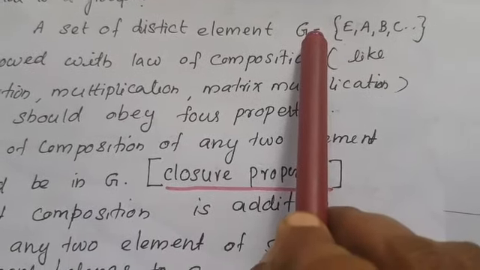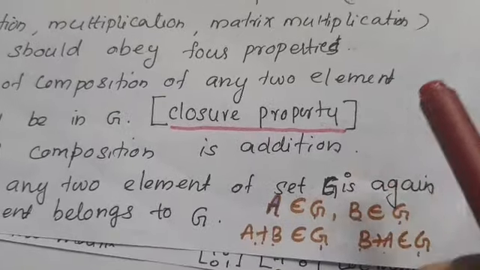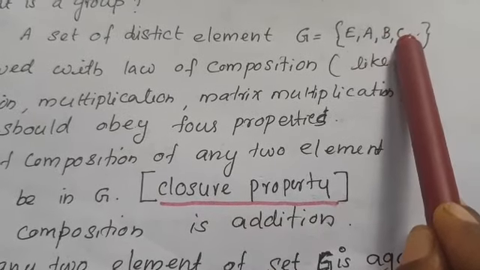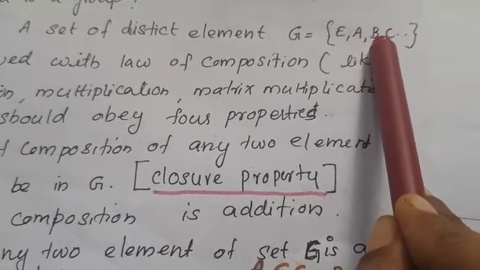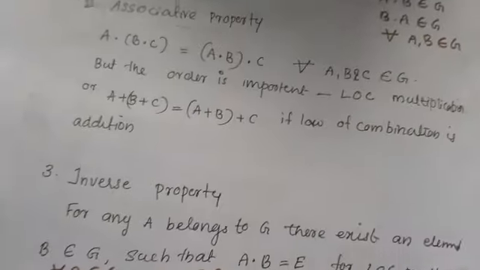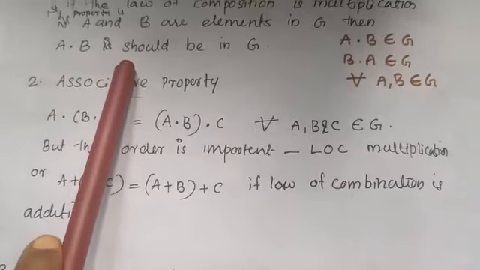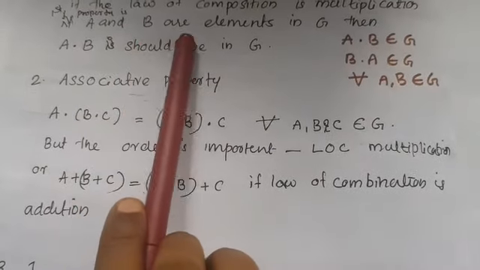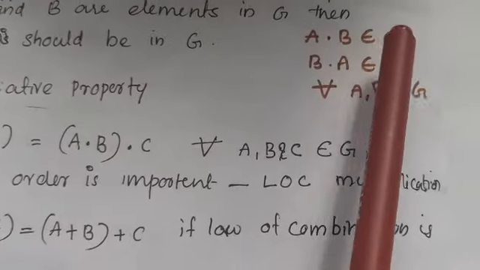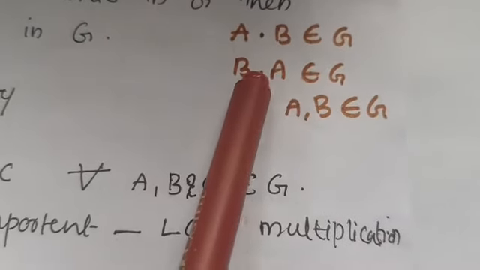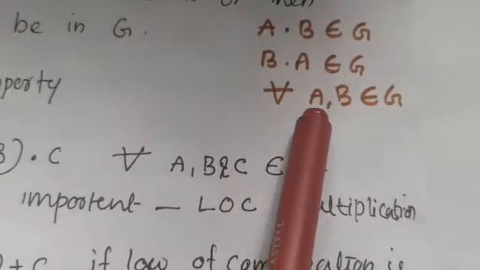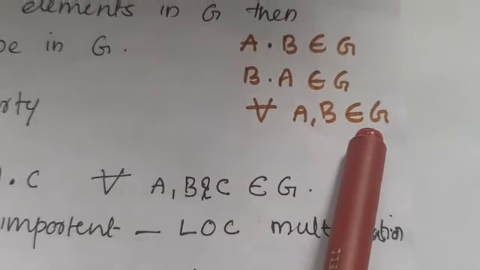Okay, that is the first property. If the law of composition is multiplication, and A and B are two members, then A into B should be a member of G. That is, if A and B are elements in G, then A dot B should be in G, and B dot A should be in G.